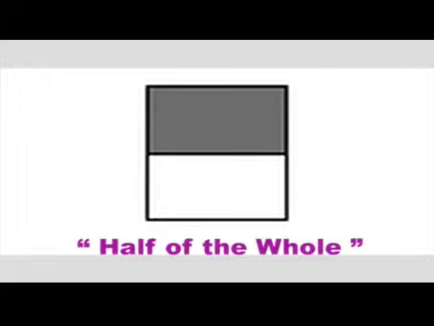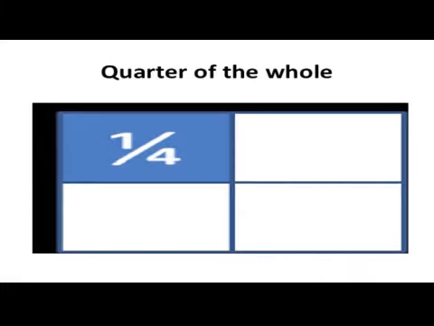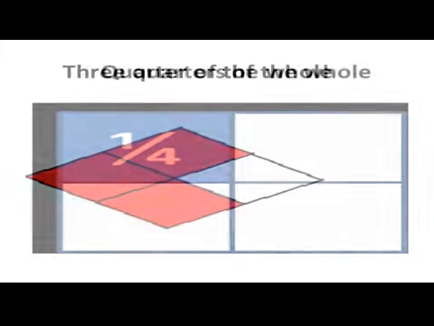Let us see the picture. Here, the picture is divided into 2 parts. One part is shaded. We call it half of the whole. Let us see the picture. Here, the picture is divided into 4 parts. One part is shaded. We call it a quarter of the whole.